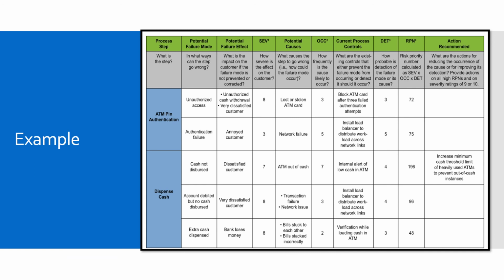This concludes the example. After performing the recommended action, we once again perform FMEA to check if the RPN number has improved or if any new major problem has arisen.